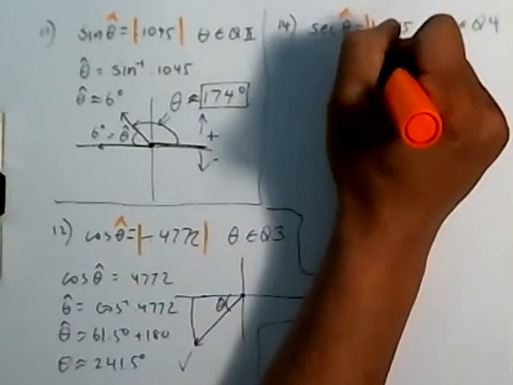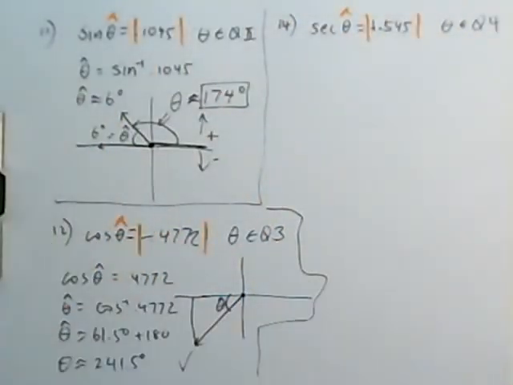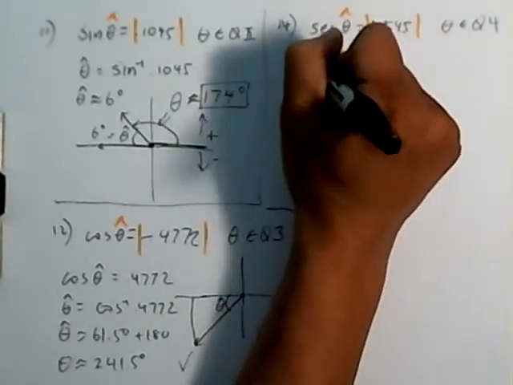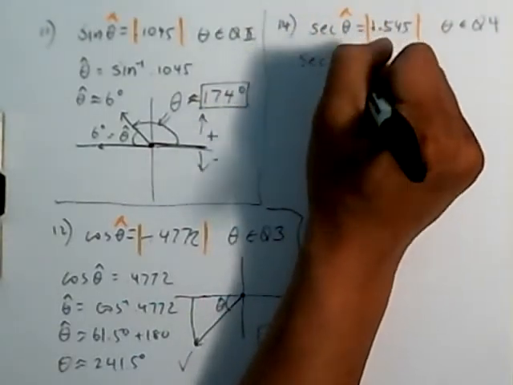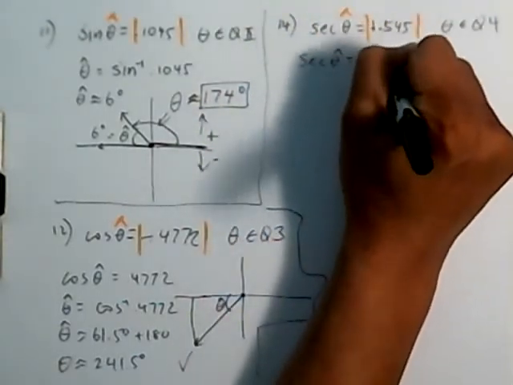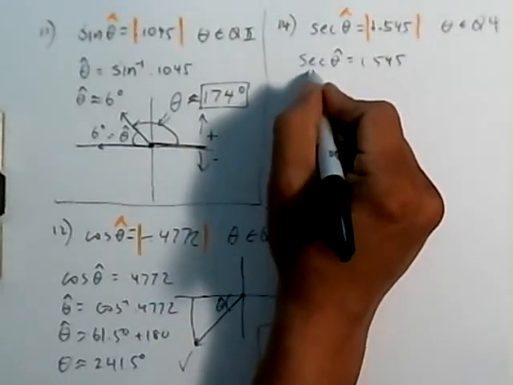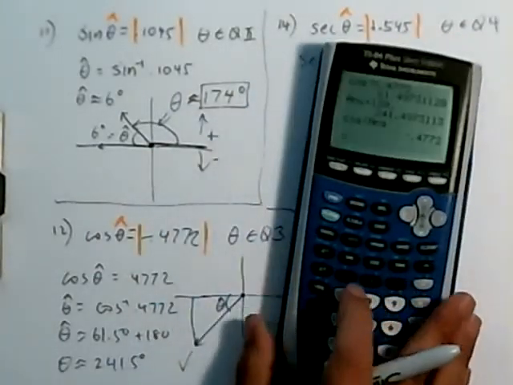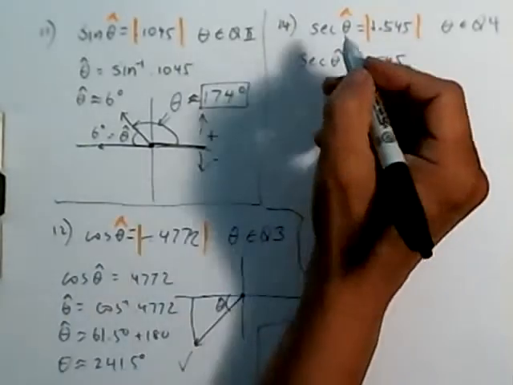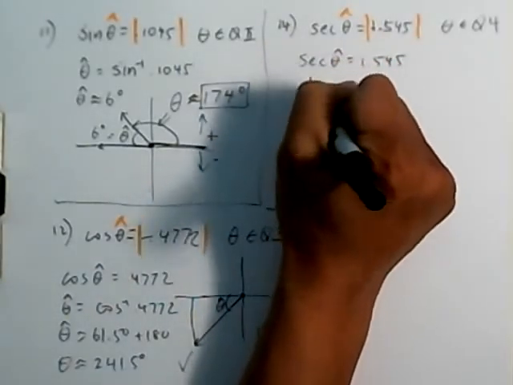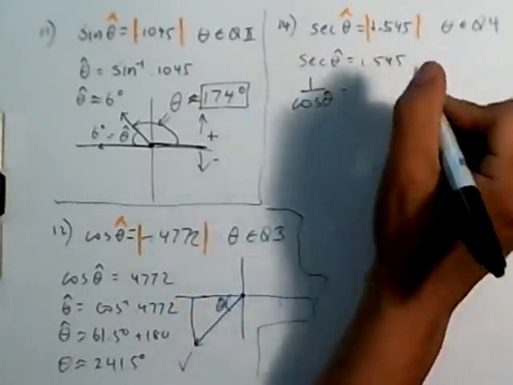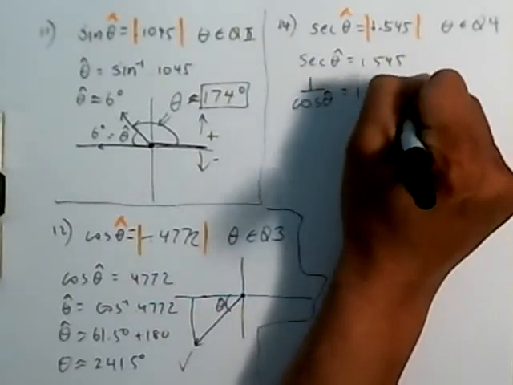We take the reference angle, we take the absolute value of it, and so you end up with the secant of the reference angle is equal to 1.545 again. We don't know how to do that because on the calculator, there's no secant function. So we take the reciprocal function, 1 over the cosine of the reference angle, is equal to 1.545.